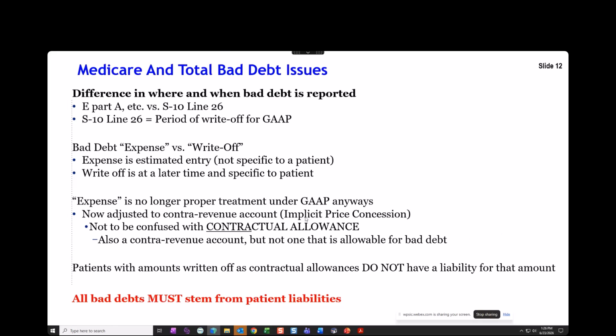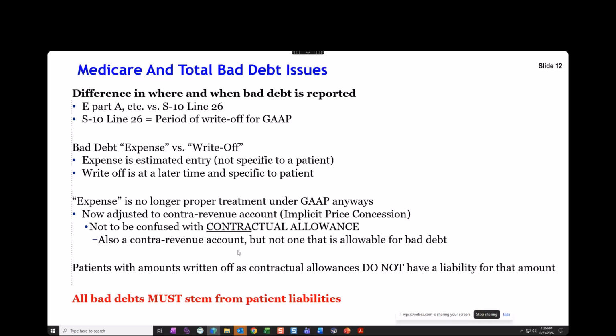So we have three different things going on. We have a bad debt contra revenue account, the implicit price concession. We have contractual adjustment or allowance that is not allowed as a bad debt. It's a waived amount. And then we have another contra revenue account for charity care. You've offset it that way.